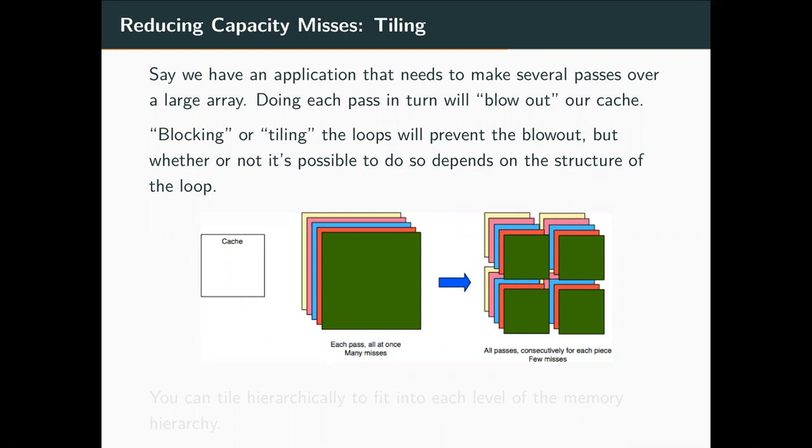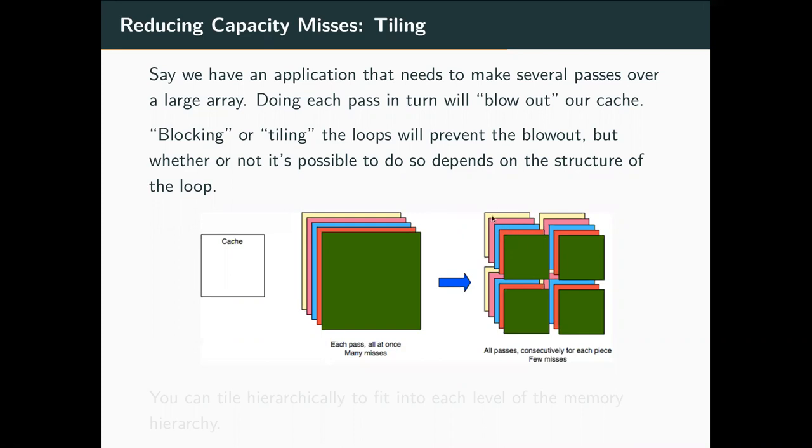So what can we do? Well, if it's possible, and this isn't always possible with every single application, but maybe we're lucky and it is for ours, what we'll do is we'll block or tile the loops to prevent this blowout. So here's the tiled version. Now we're only going over this first part of our two-dimensional array. And then we're doing the second pass on this tile of our array. And then we just do all of those.